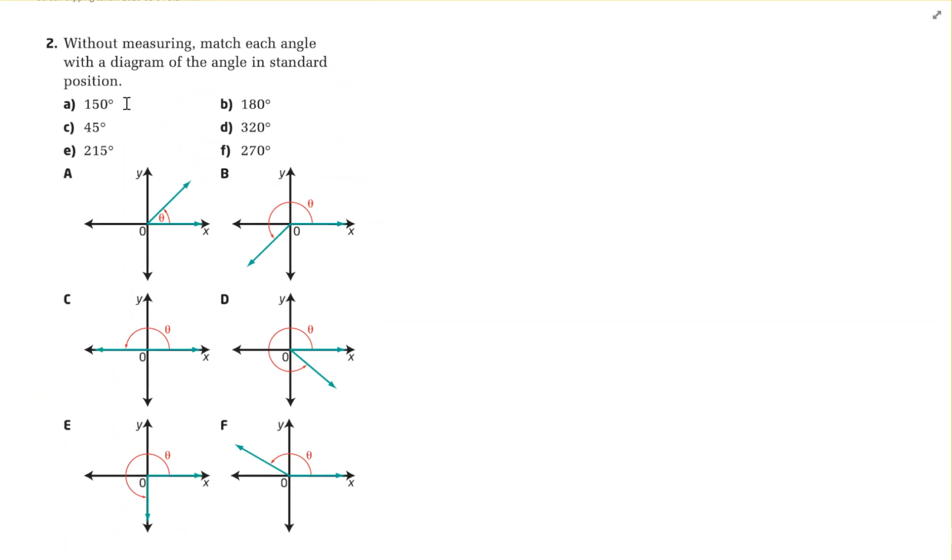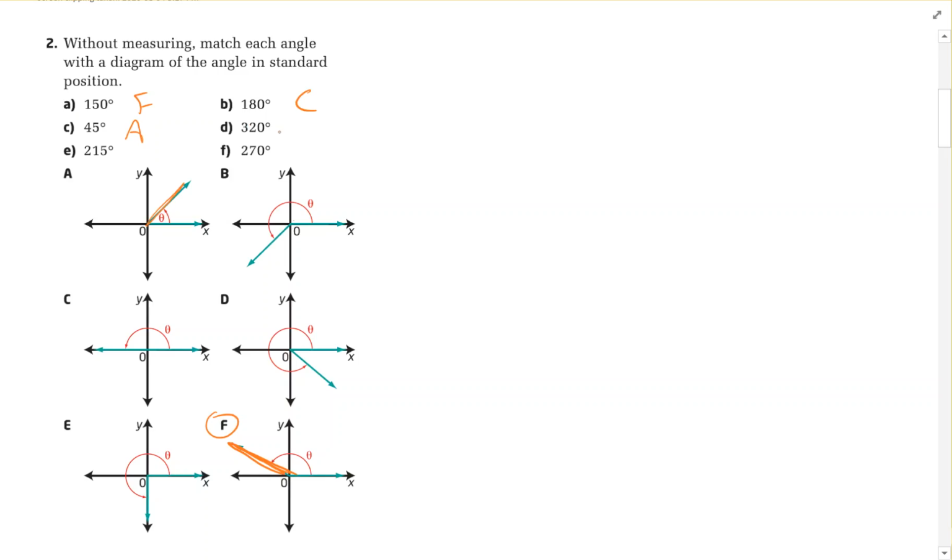Okay, so matching these ones up here, we've got 150 degrees. What could that be? Well, 180 would be right flat. So if I had the line going straight across this way, that'd be 180. So it's got to be less than that, something pulling up in this quadrant. So it's got to be F. So B, 180, that's just going to be straight across, so that's C. 45 degrees, where is that? This one there, A. Just 45 is up like that.